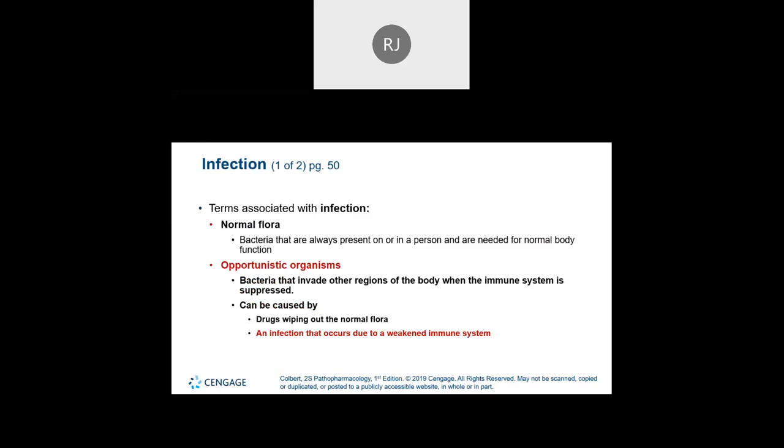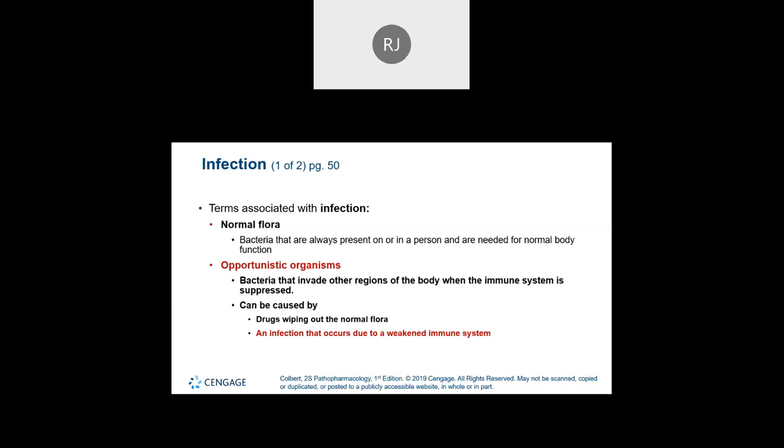On page 50 of our text, it talks about infections and some terms we should be mindful of. The first term is normal flora, which is bacteria that are always present on our bodies and are needed for normal body function. Next is opportunistic organisms, which are bacteria that invade other regions of the body when the immune system is suppressed.